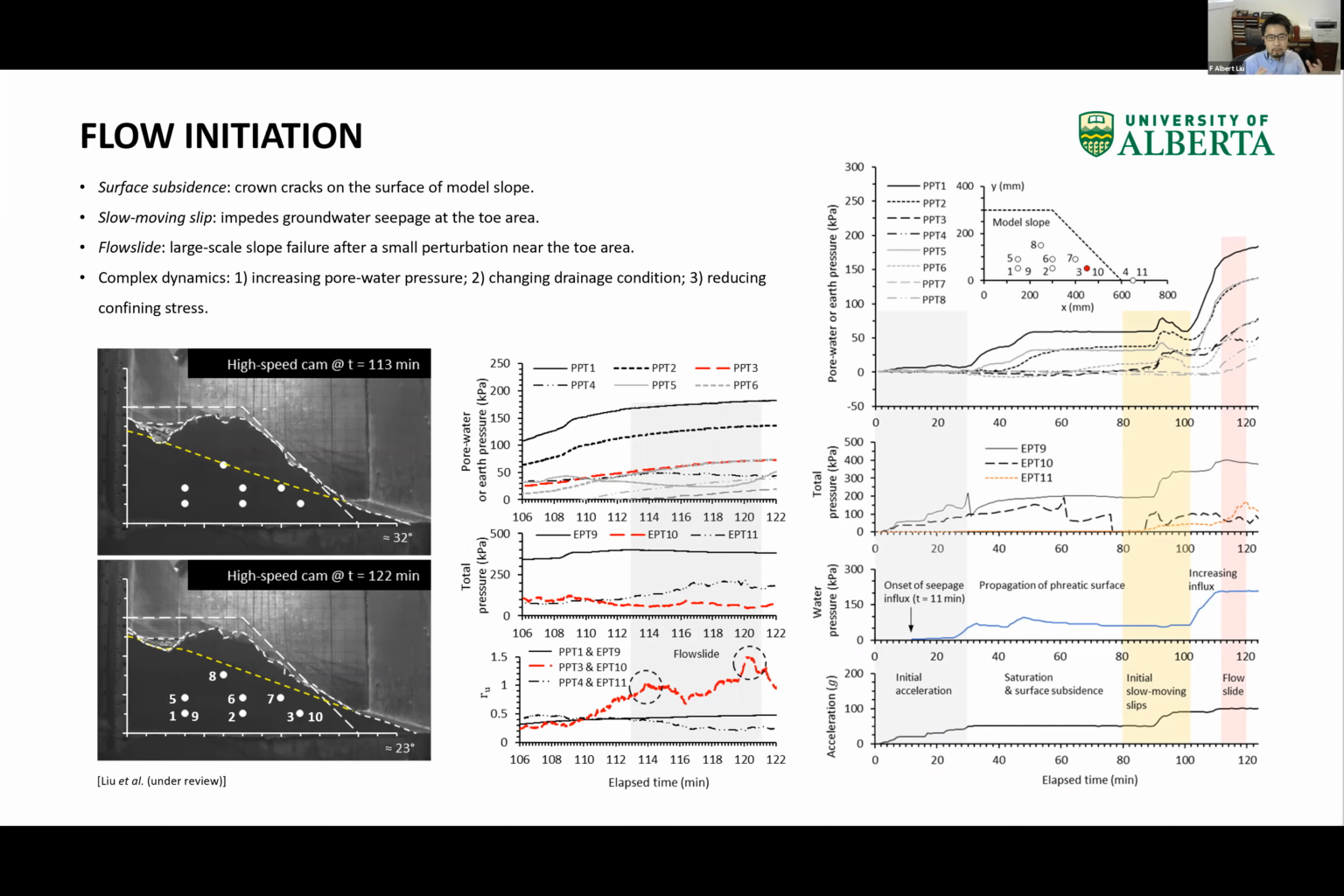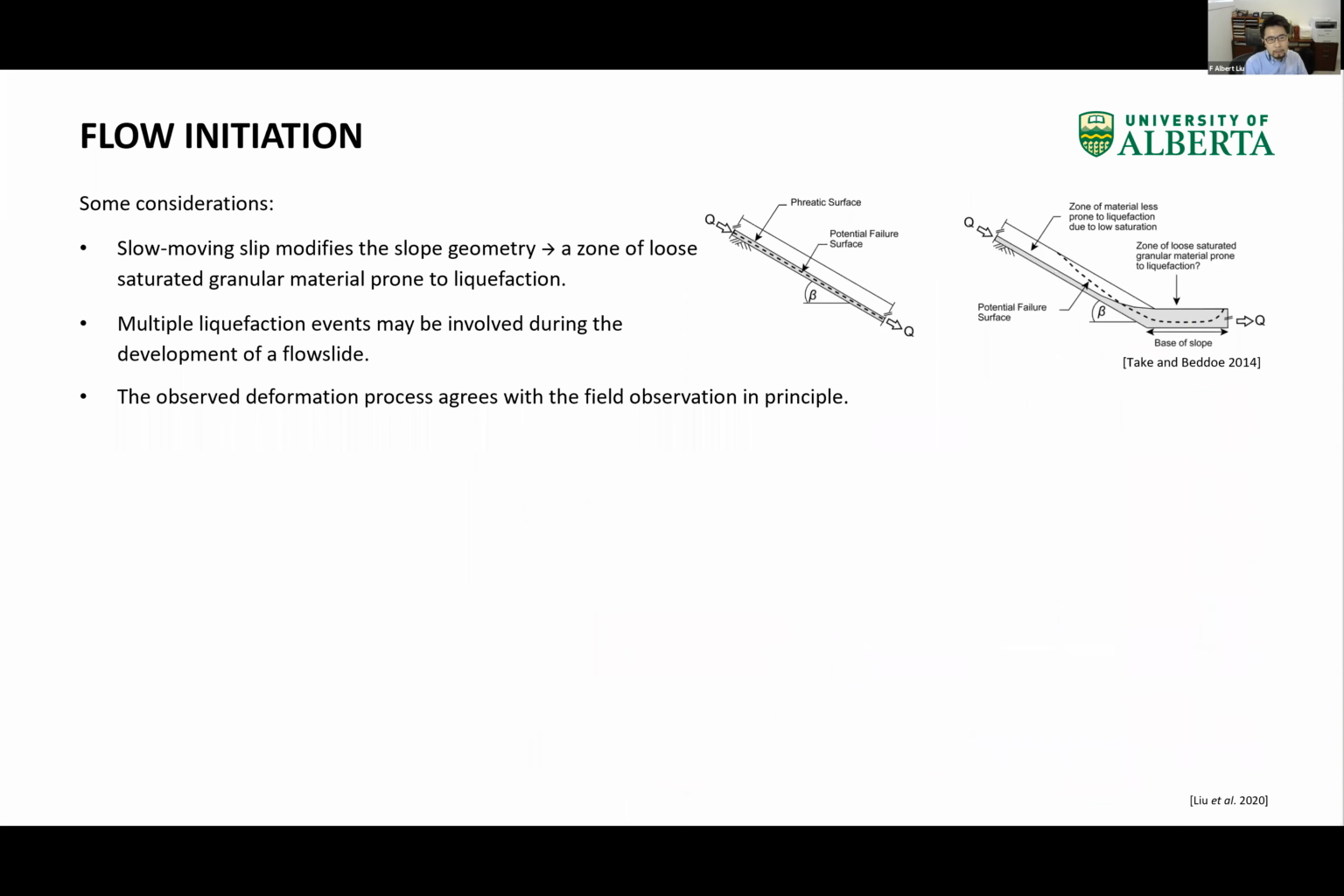Combining those three conditions really gives us the unfavorable condition for the development of flow liquefaction. And that is something not entirely new in terms of how the slope geometry can help the development of flow liquefaction or static liquefaction. So here, back in Take's paper 2014, you can see this.